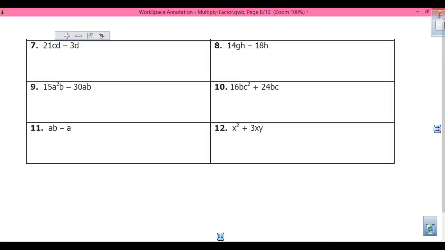All right, so let's get some harder ones. Let's challenge ourselves a little bit. Let's look at 7. What can I take out of both of them? What number, if I'm looking at coefficients? 3. They both can be divided by 3. Is there a variable that can come out of both of them? D. Good. If I take a 3D out of 21CD, what do I have left? 7C. Good. Minus what? 1. Good, 3D divided by 3D gives us 1. Good job.